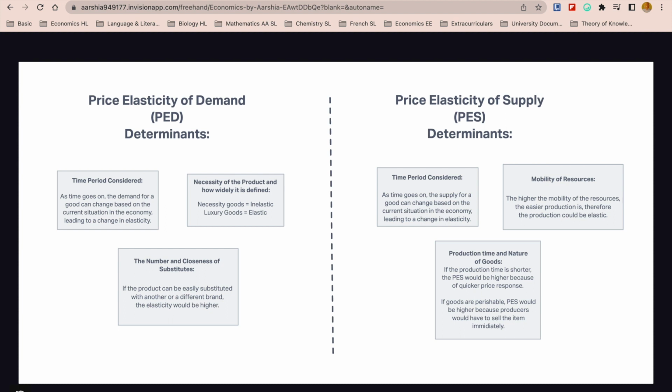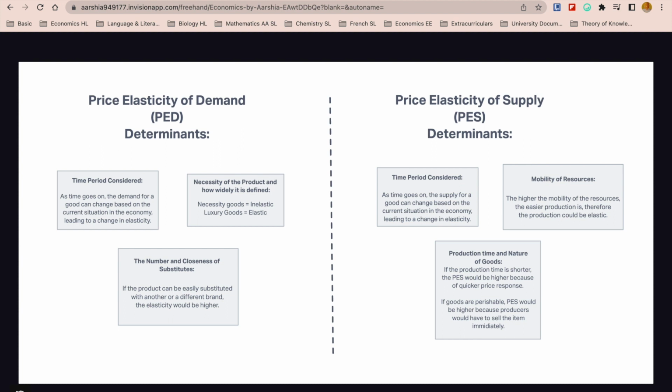So if we go with necessity goods, a good example is bread. Bread is an ample resource and it is a necessity. It's needed by households almost every day. And so the PED for this good is likely to be inelastic because regardless of the changes in price, it's forever a necessity good and people are still going to be buying it, maybe just in fewer amounts or more.